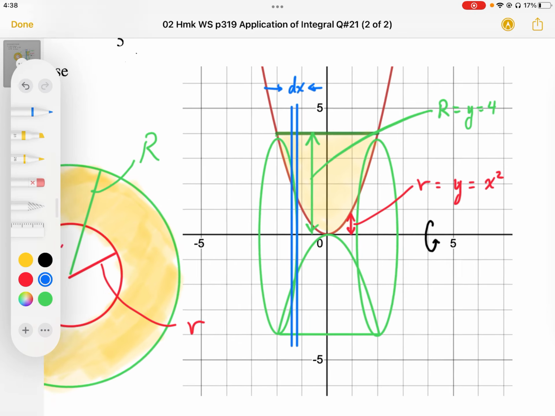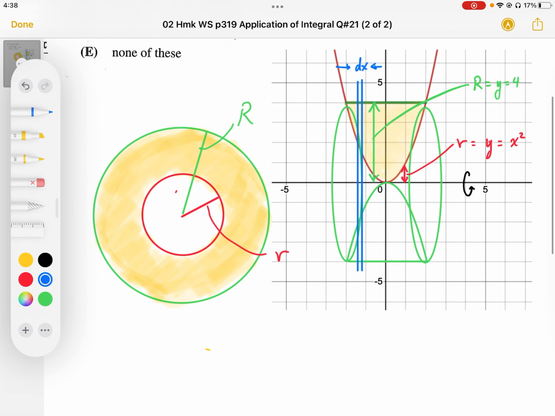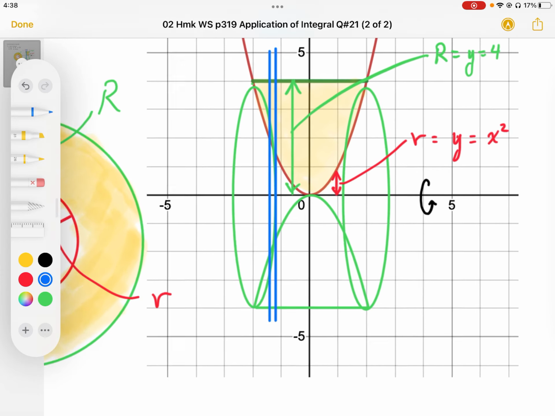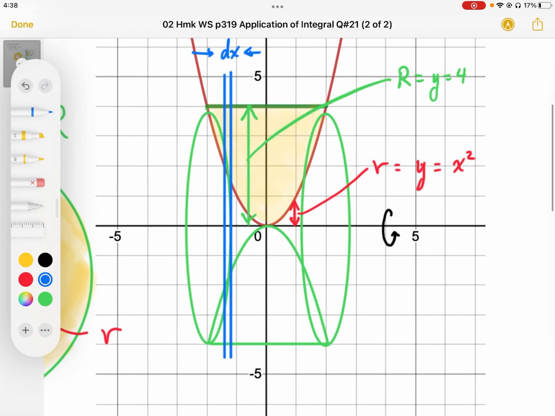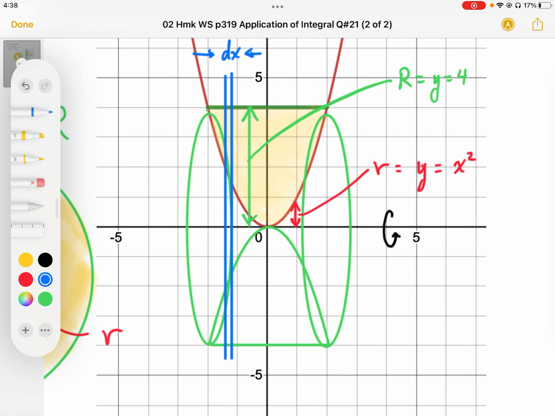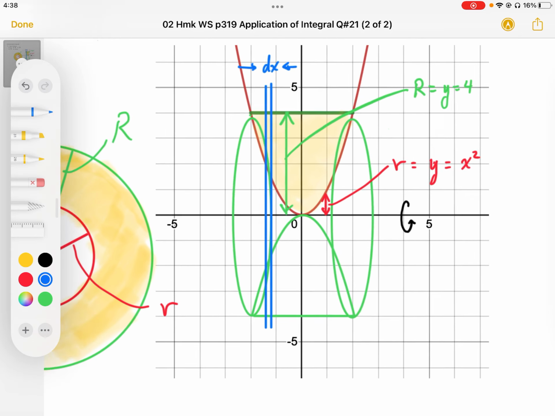Now, when we think about the cross-sectional area, it's going to be a circle with a hole in it, or a washer. So to work out the cross-sectional area we want, we're going to take the big circle and subtract the small circle area. To get the big circle area, I need the radius of that big circle. Now the radius is constant because the outside edge is always y equals 4. So the green line here represents my big circle radius.